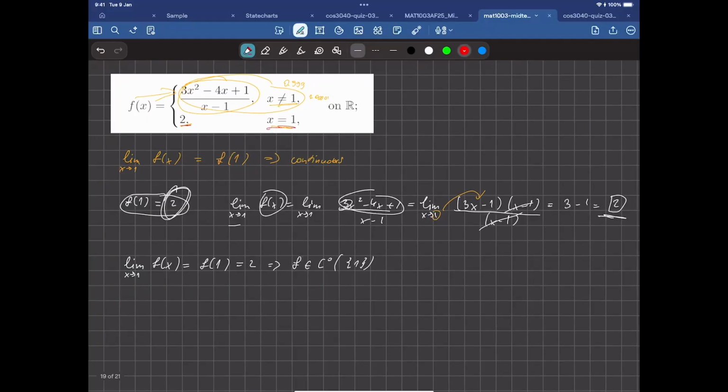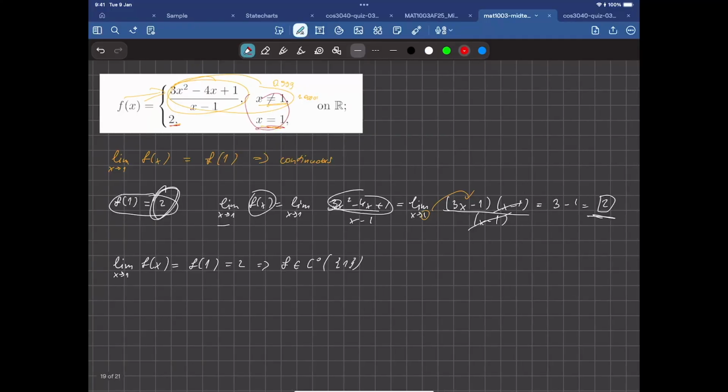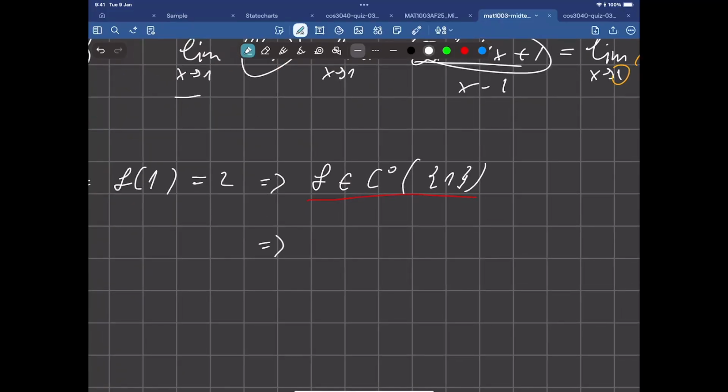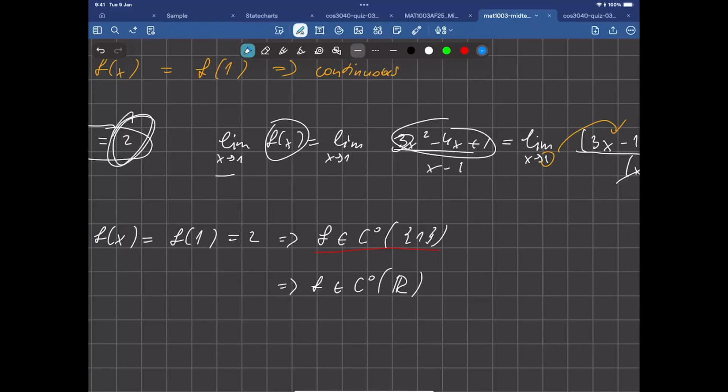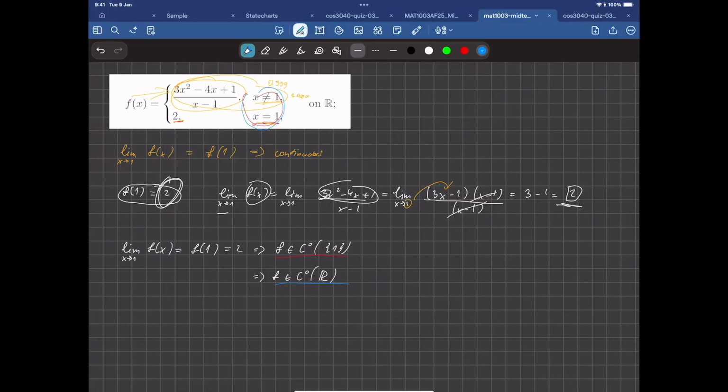So that was the only suspicious point in this problem, right? And since we saw that the function is actually continuous at this point, we can just conclude that f is continuous over the whole R, right? Because there are no other suspicious points to even check. It definitely is continuous over all other points. The only concern we had was x equals 1, and we proved that it is also continuous at x equals 1. So in this particular case, we don't have any discontinuities.